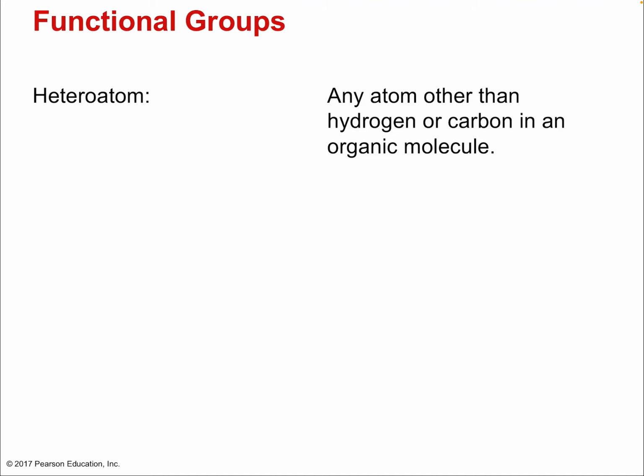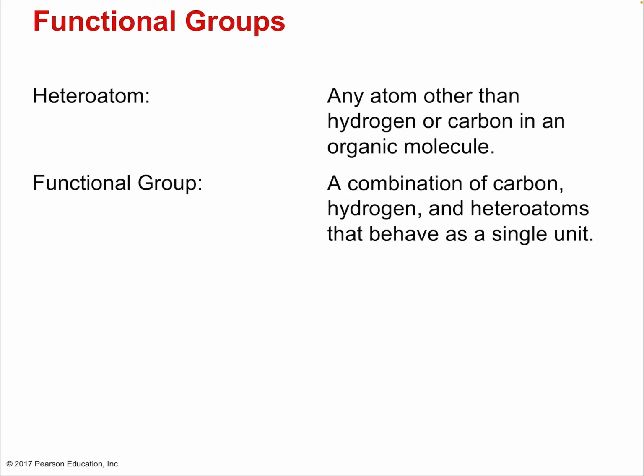So a hetero, meaning different, atom is any atom other than a hydrogen or carbon. It's the name of the thing you're putting in, like the chlorine we saw before. That would be the heteroatom. A functional group is a combination of carbon, hydrogen, and those heteroatoms that behave as a single unit, so again, part of larger molecules.